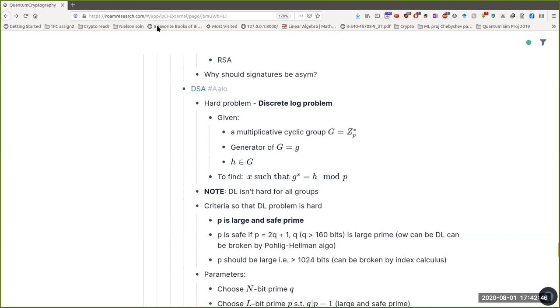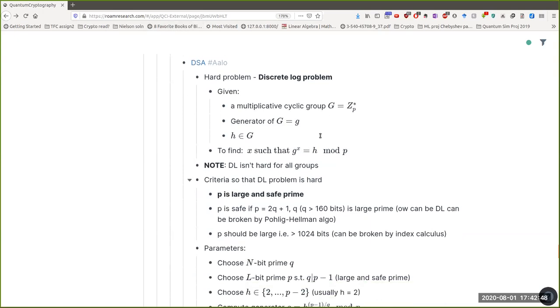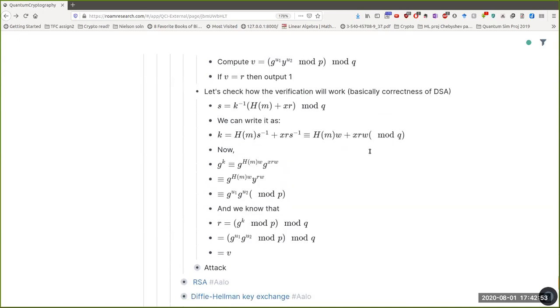Okay, so that's the crux of your DSA. Cool.